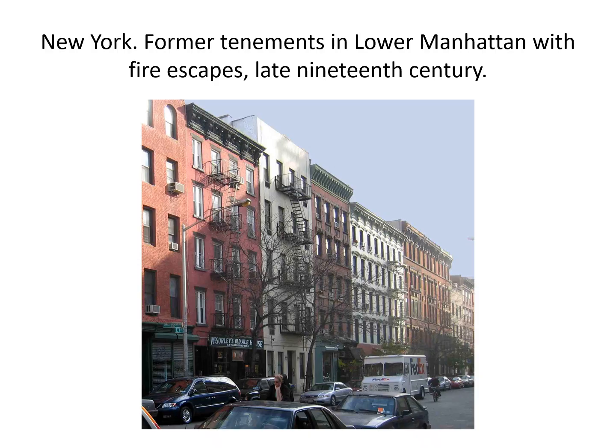The mass of poor folk in industrial cities around the world lived in crowded tenements, multiple-story walk-up flats. In the 19th century, in New York, over two-thirds of the population was packed into 80,000 buildings. New York, former tenements in Lower Manhattan with fire escapes, late 19th century.